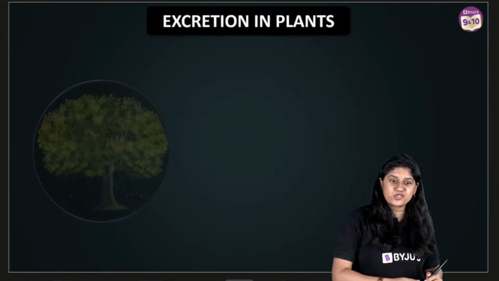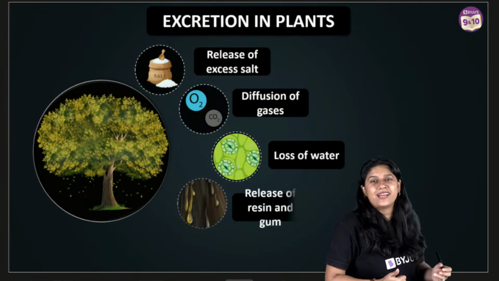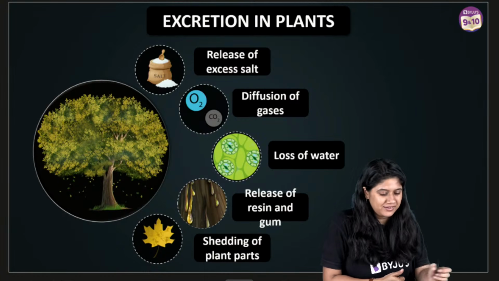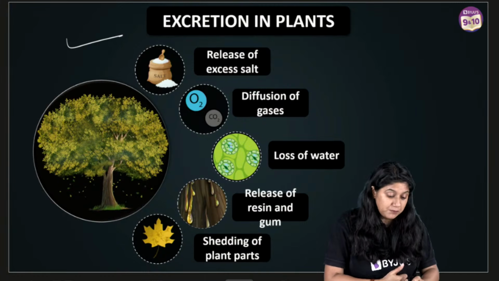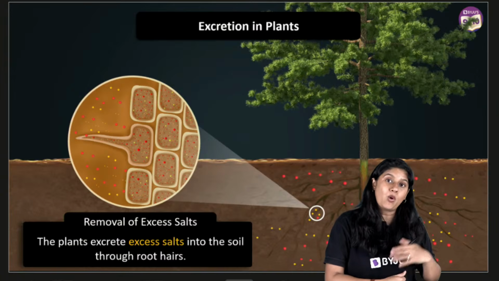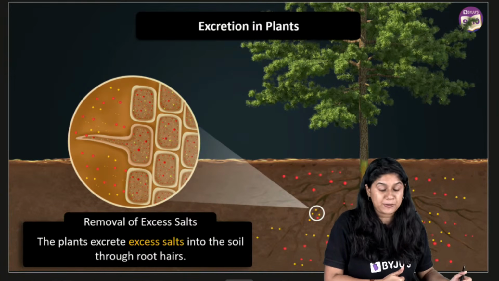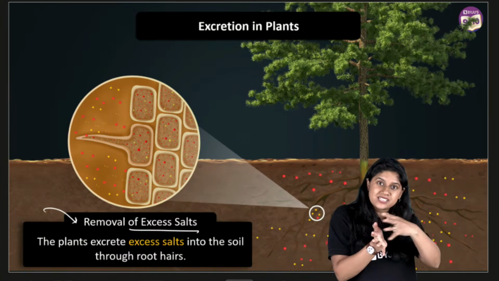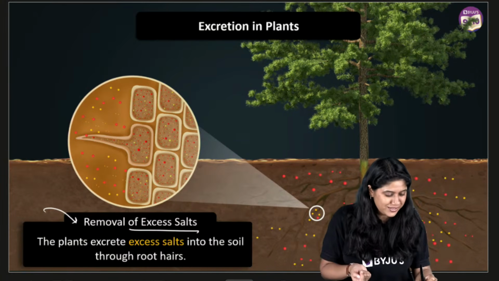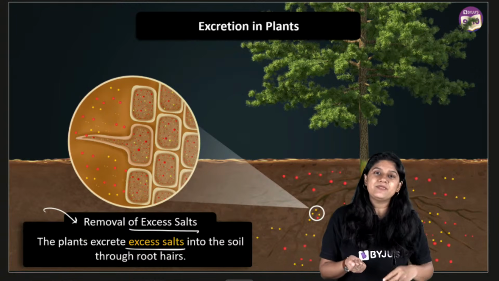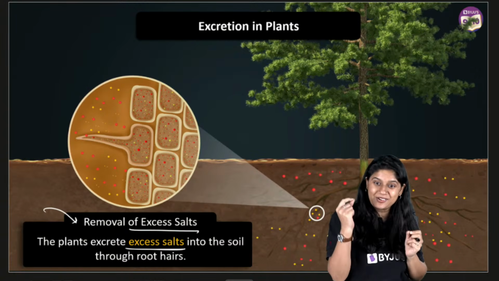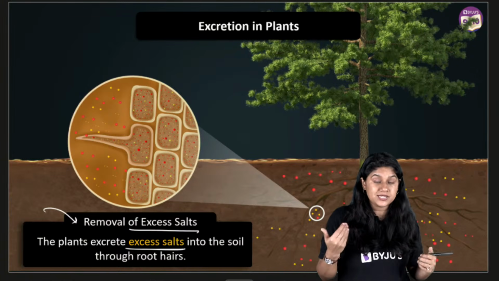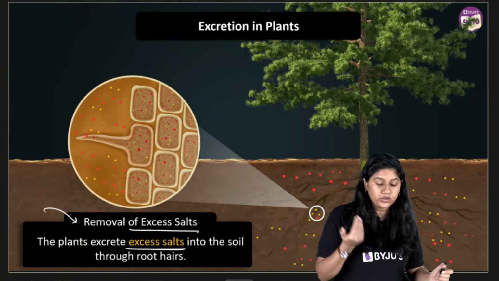Last topic, everyone, of today's class. Feel super proud of all of you that you're here with us till the end. Excretion in plants, everyone. We know that plants also excrete. There are different types of excretion that happen in the plant. First, of course, we have the removal of excessive salt. Plants release excessive salt, of course we can't see it, directly into the soil through the root hairs.